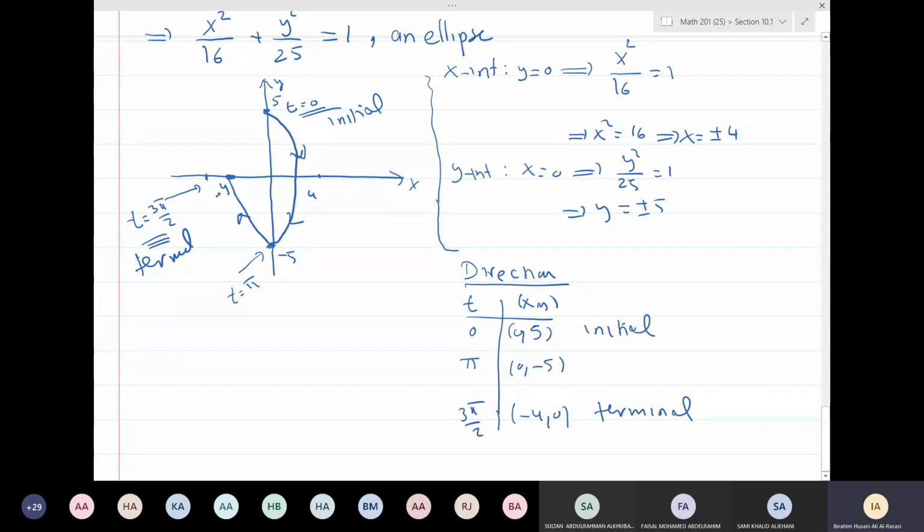This is roughly speaking. Okay. So the part of the ellipse in the second quadrant is removed. It is not part of the curve.